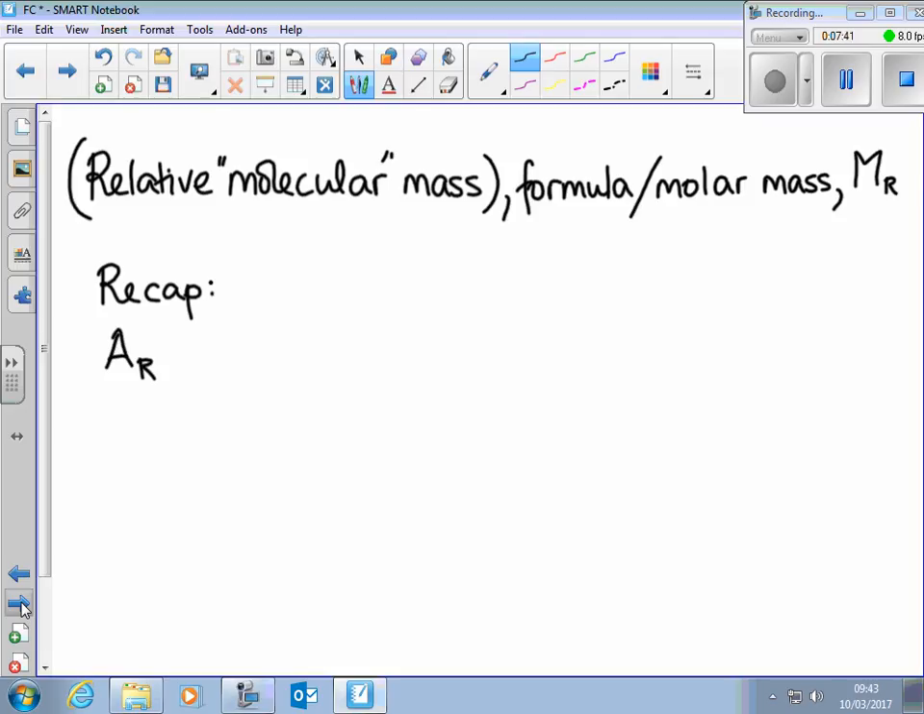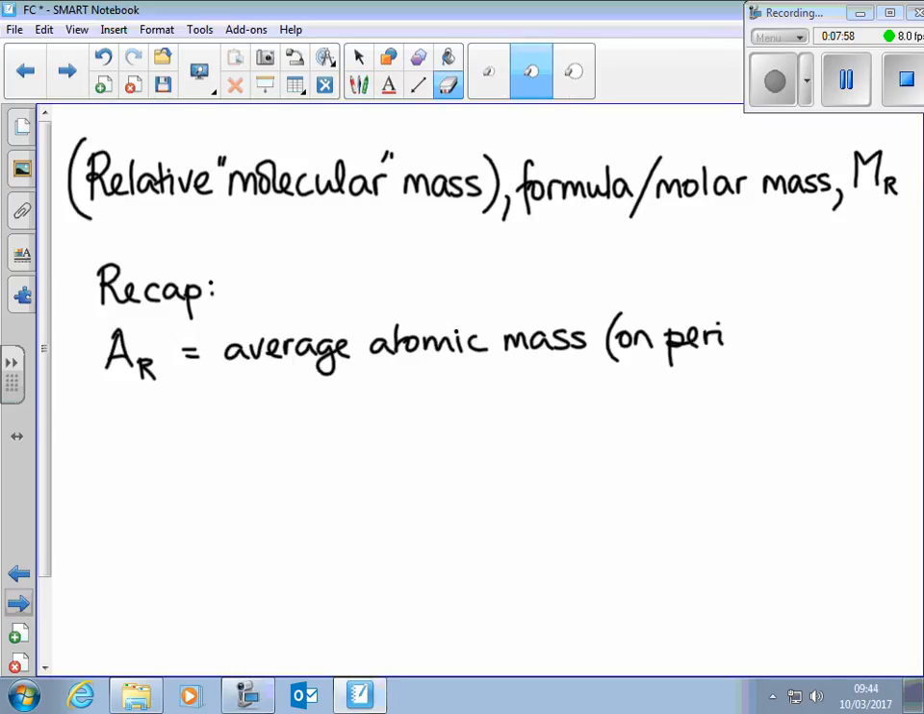So that was the average atomic mass, and it's on the periodic table. So if you look in any of the spaces on the periodic table, you get the symbol, you get the number, which is the number of protons, and then you get the average, the relative. Okay, that is the word I should have used: relative or average atomic mass, and that is on the periodic table.